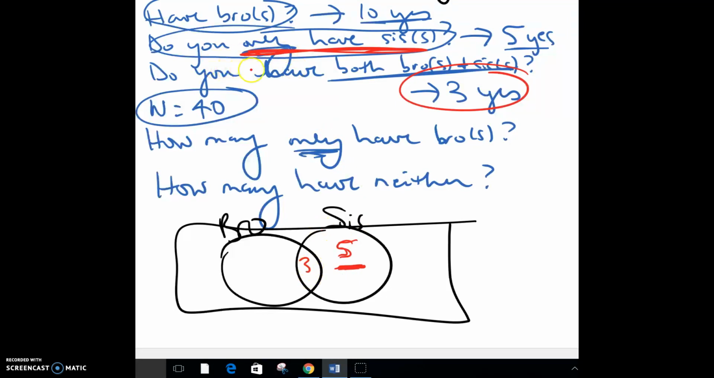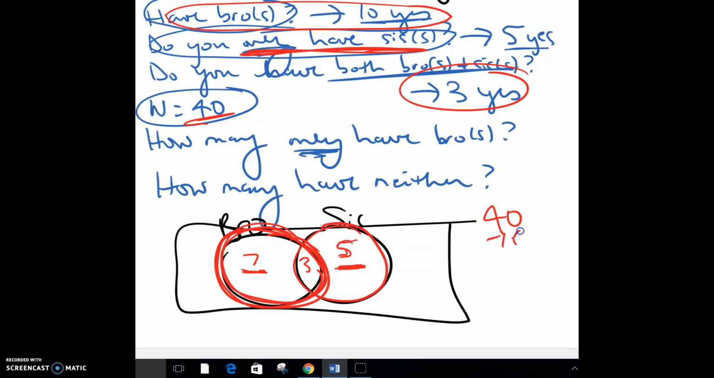Now, the brothers do, though, because I say, how many of you have brothers? And it was 10. But see, that includes those people that are in the middle, because it doesn't say only brothers. It says brothers. So 10 minus 3 would mean 7. So the brothers circle has 7 in it. Sister circle has 2. And then it says, let's see, there's 40 people total. So what is that? 15 so far. So 40 minus 15 is what? 25. So how many people only have brothers? That would be 7. And then how many people have neither would be 25.